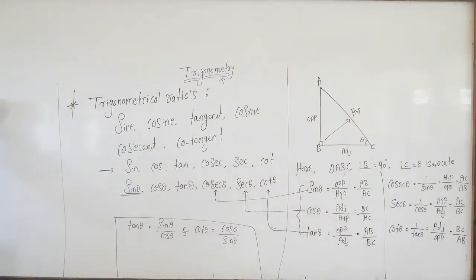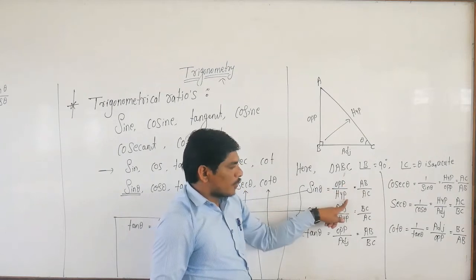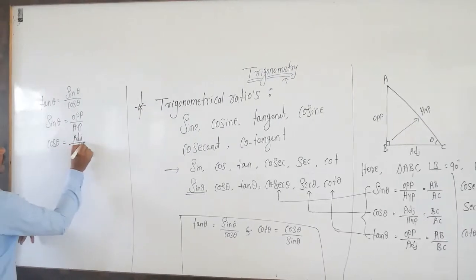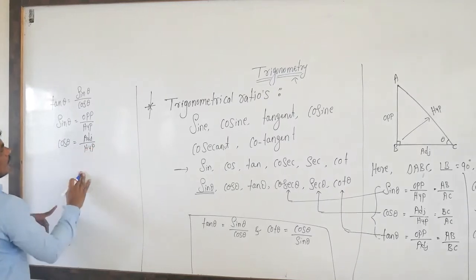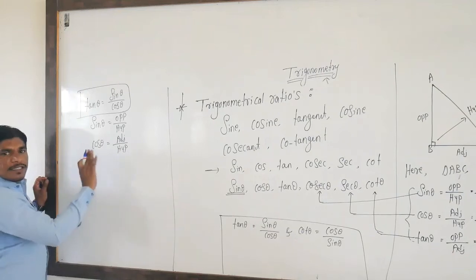Tan theta is equal to sin theta by cos theta. Now the first one, according to this figure, sin theta is equal to opposite by hypotenuse. Cos theta is equal to adjacent by hypotenuse. Then LHS equal to RHS is true. Now this identity is true, otherwise it's not true.